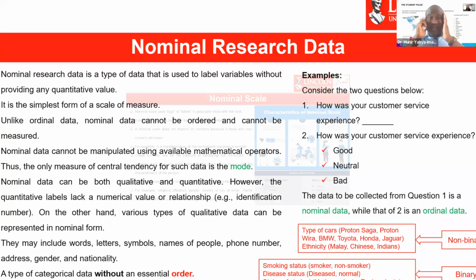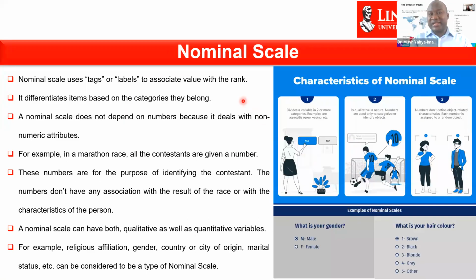Now, we also have the nominal scale. The nominal scale uses tags or labels to associate values with the rank. So it differentiates items based on the categories they belong to. The nominal scale does not depend on numbers because it deals with non-numeric attributes. Take for example, in a marathon race, all the contestants are given a number. These numbers are for the purpose of identifying the contestants. The numbers don't have any association with the results of the race or with the characteristics of the person.